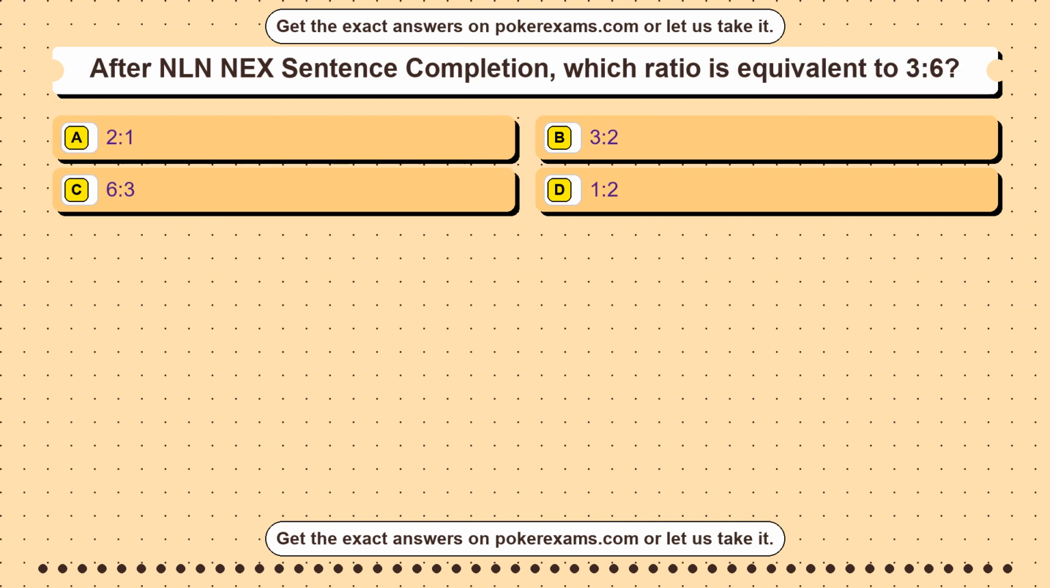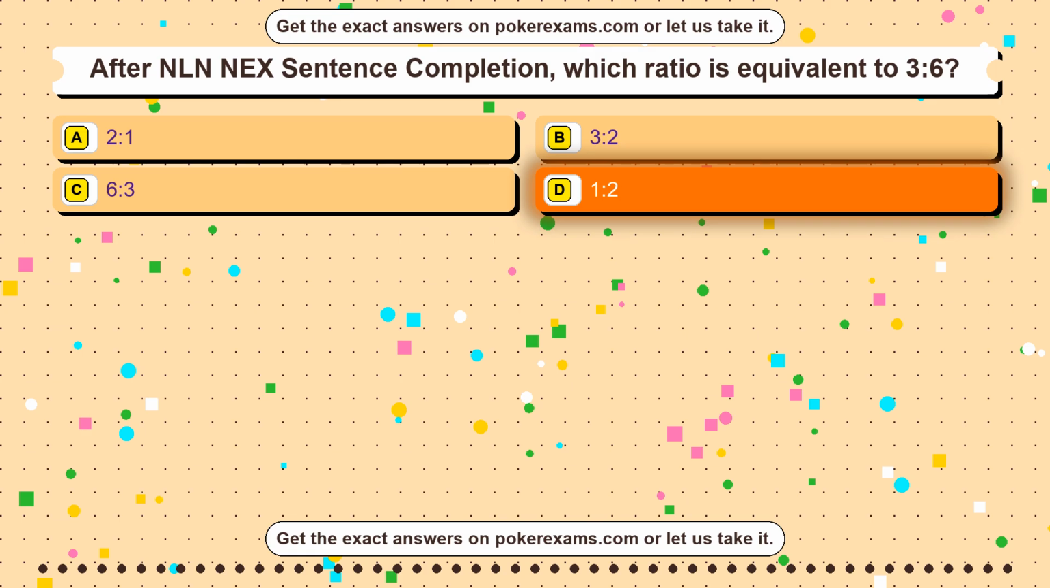Question 6. After GED Science Review, which process do plants use to make glucose? Option A, respiration only. Option B, erosion. Option C, condensation. Option D, photosynthesis. The correct answer is option D.